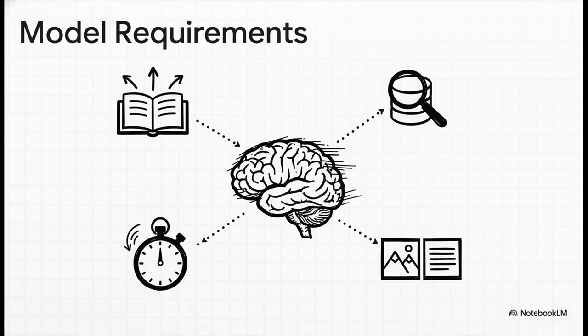Do you need a huge context window, say over 128K tokens, to chew through big documents? What's the retrieval strategy? Are we using a modular RAG system? How fast does this thing need to feel? And are we just dealing with text, or do we need to handle images too? These details are absolutely non-negotiable.